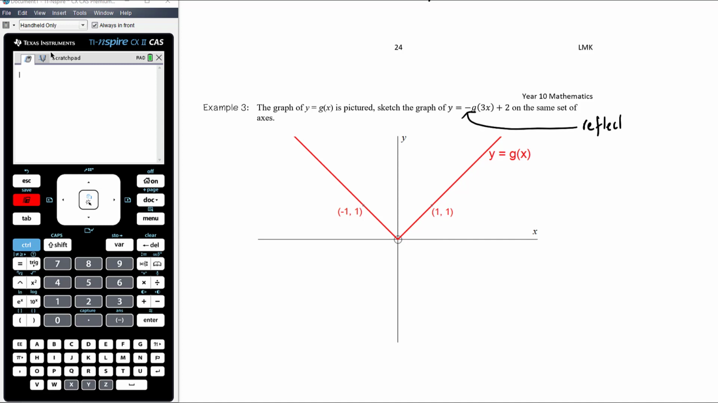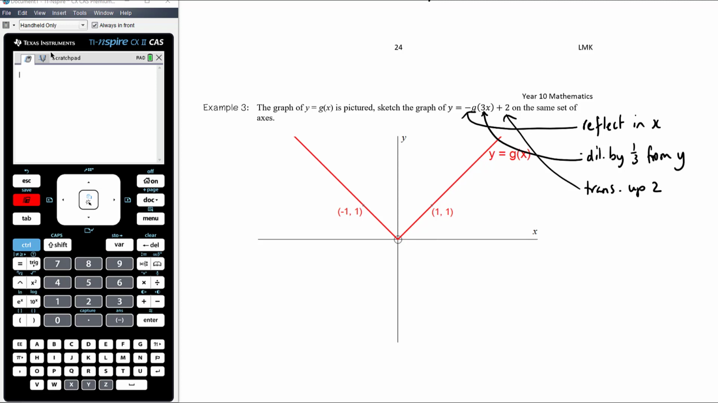So this is reflection in the x-axis. Okay, the 3 here is going to be dilation by 1/3 from the y-axis, and the plus 2 is going to be translation up by 2. Okay, so we want to take each point, we want to reflect it in the x-axis, which will make its y-coordinate negative. We want to then dilate it by 1/3 from the y-axis, which will multiply its x-coordinate by 1/3, and we want to then translate it up by 2, so we'll add 2 onto its y-coordinate.